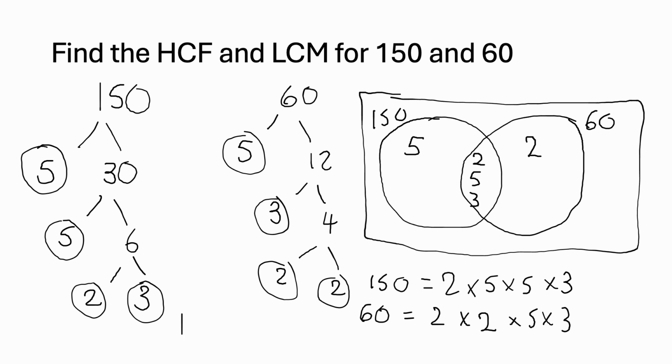So then the highest common factor is going to be all the numbers inside. So we're going to do 2 times 5 times 3. So 15 times 2, which is 30. And then our lowest common multiple is everything. So we're going to do 5 times 2, and then times that 30, which is going to be 300. Lovely.